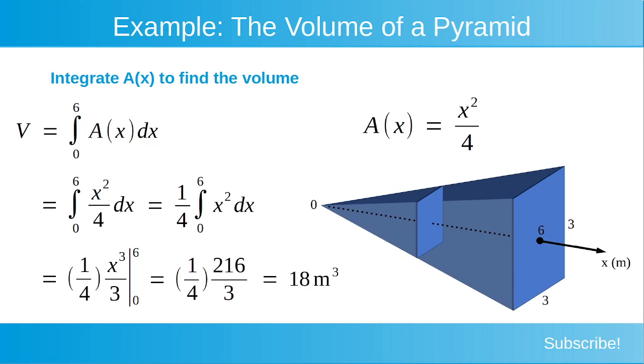So here in this example solution, we've just calculated, using the method of slicing and integration, that the volume of this pyramid is equal to 18 meters cubed. And that's our example solution completed.